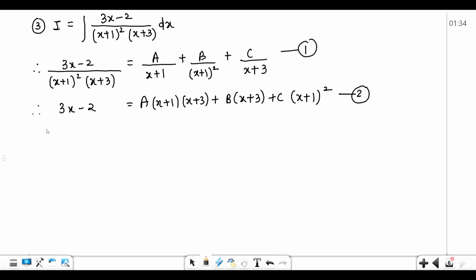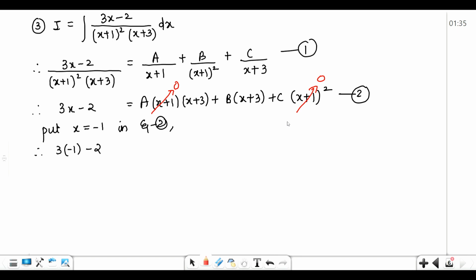Below B we have x plus 1. Let's equate x plus 1 equal to 0. That will give you x is equal to minus 1. So we'll take x equal to minus 1 in equation 2. This will be 3 into minus 1 minus 2. Now, with the A we have x plus 1, so this term will become 0 when we substitute x equal to minus 1. And this term will also become 0 when we substitute x equal to minus 1. So A and C will be eliminated, and we are left with only B.